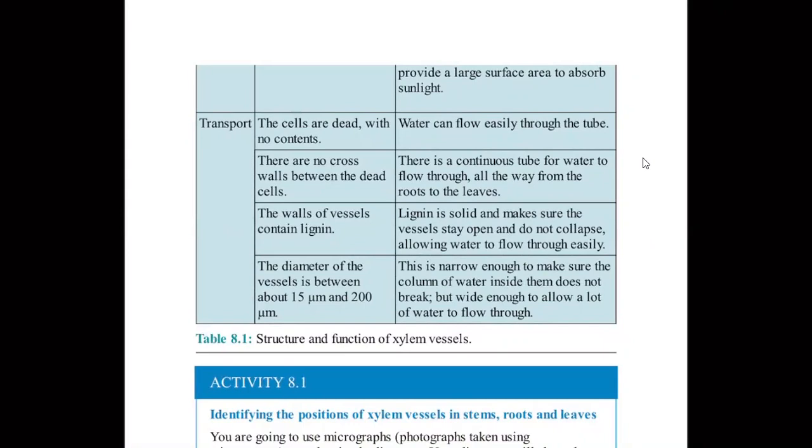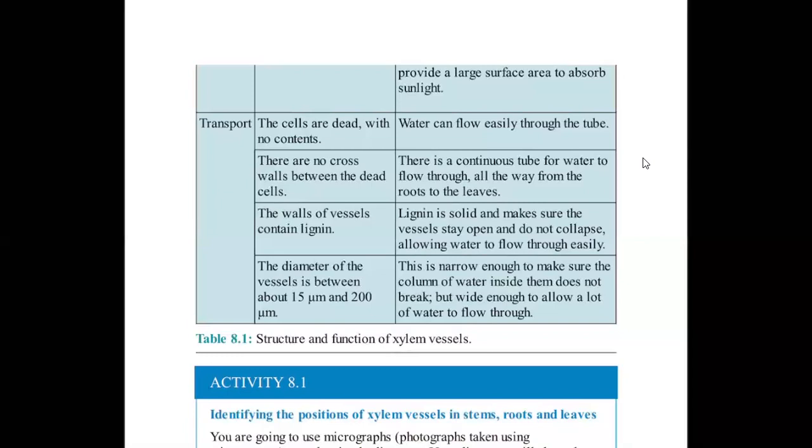Then the third point states that the walls of vessels contain lignin. And then it says lignin is a solid and makes sure the vessels stay open and do not collapse, allowing water to flow through easily. Which I'm pretty sure is self-explanatory. I can't simplify it into anything further because it's self-explanatory.